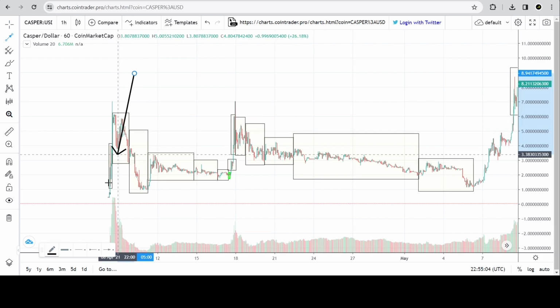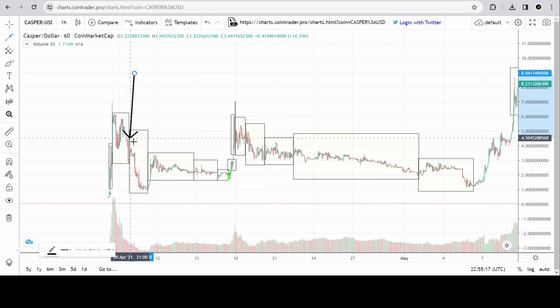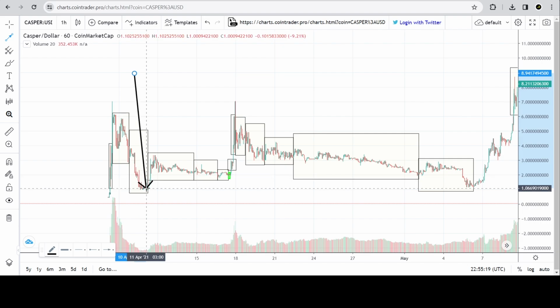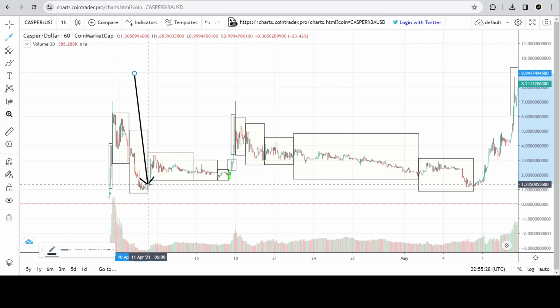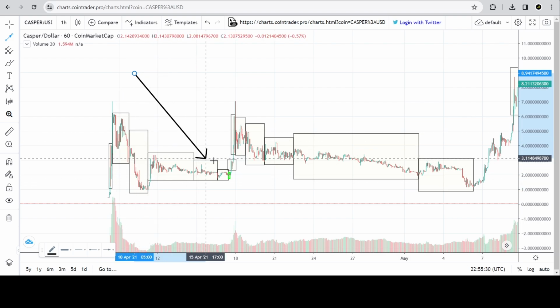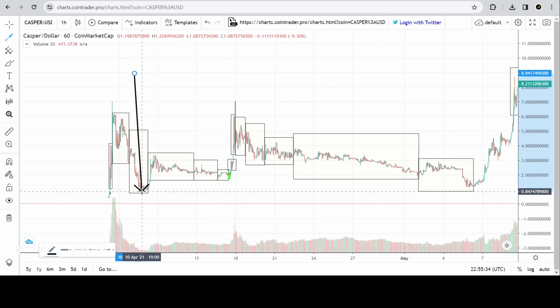Okay, so price begins with a move up. Now, this move up is actually a bull run. So Casper starts with a bull run. It then pulls back and starts a decline that eventually bottoms out, and that is another part of the Casper chart. So we have a bull run, we have a decline. The third part of the Casper chart is a sideways range-bound time that takes place after the decline.